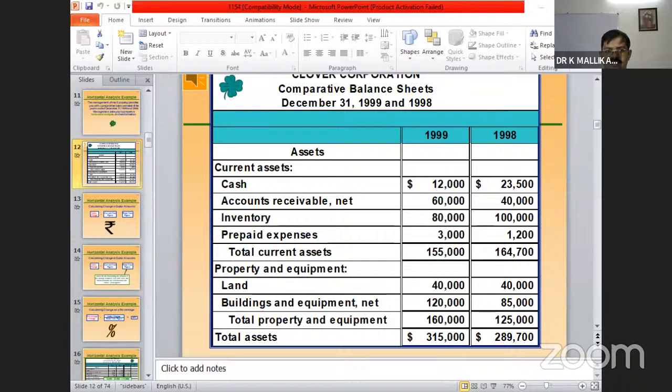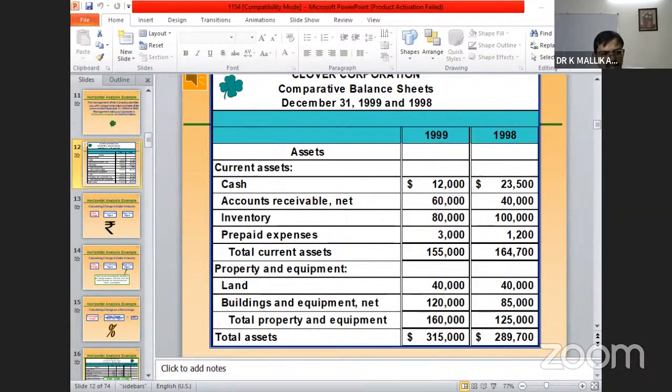The second one is vertical analysis. Okay, we'll take only one statement. See here, we have two years of data. We'll compare the vertical analysis. See what is the cash here? The cash here is 82,000, it is 30,000. So what it means, the cash position is increased.